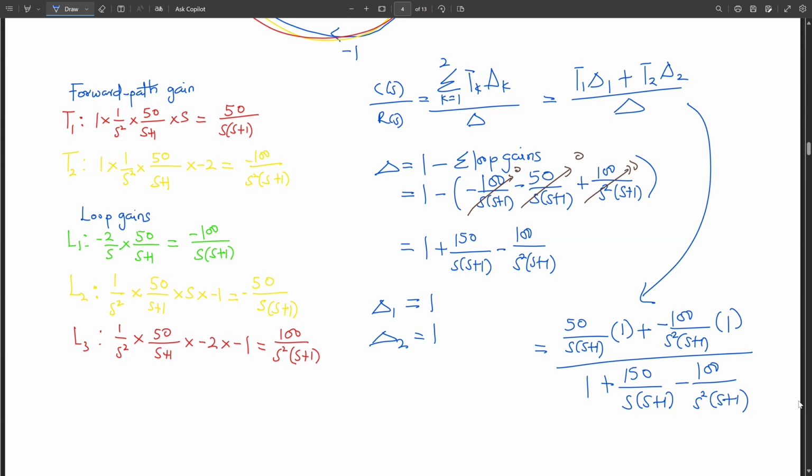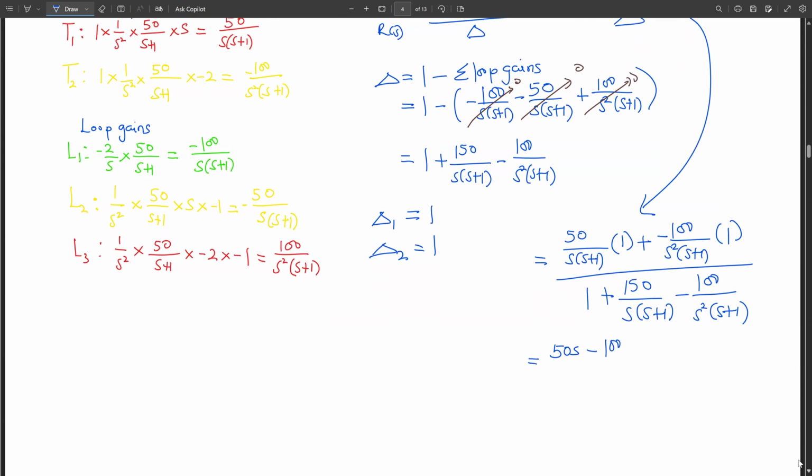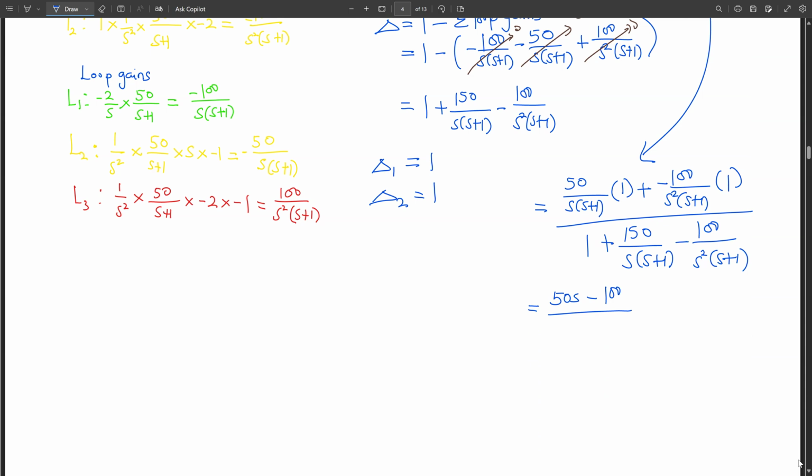When I do that, doing this straight from my mind, I get 50S minus 100 all over S squared (S plus 1) plus 150 S minus 100. So this gives you S cubed plus S squared plus 150 S minus 100.